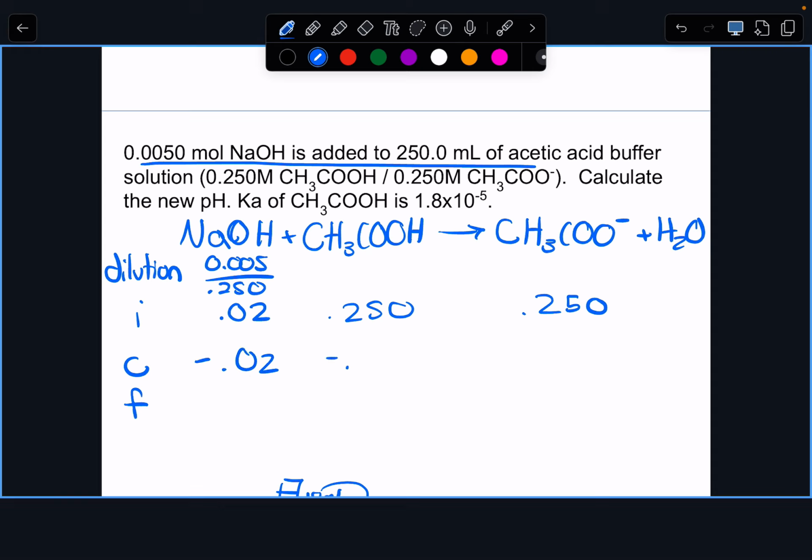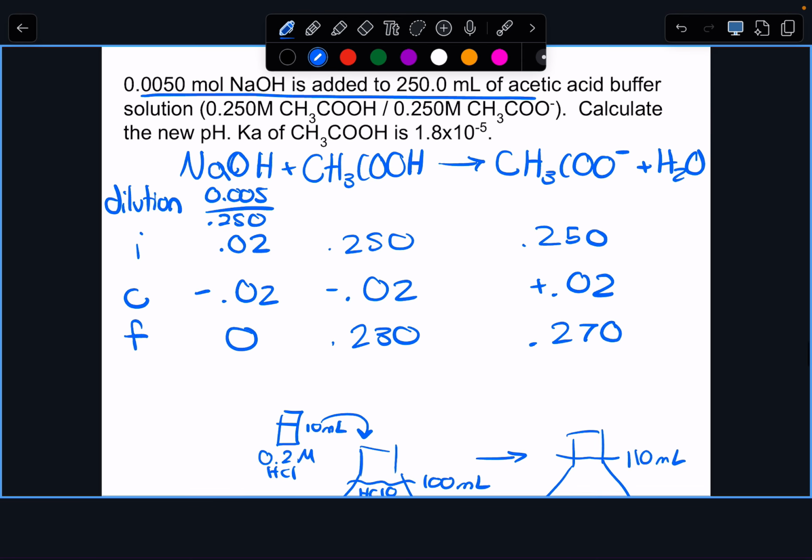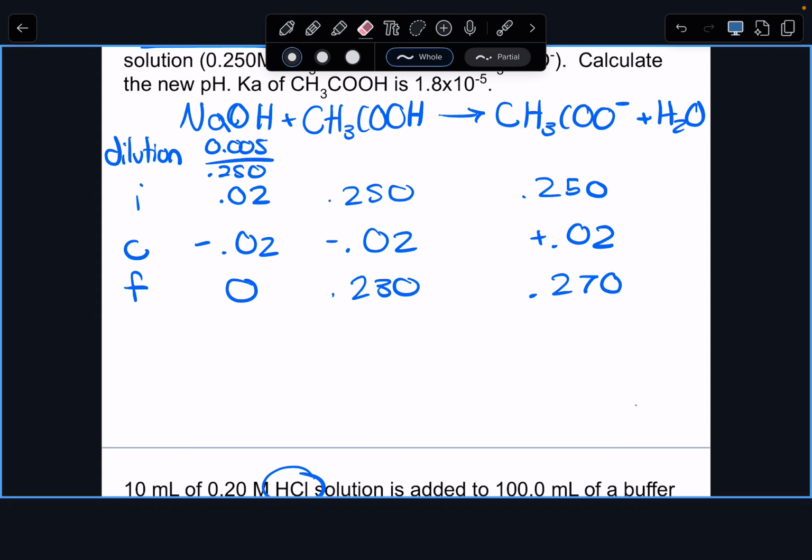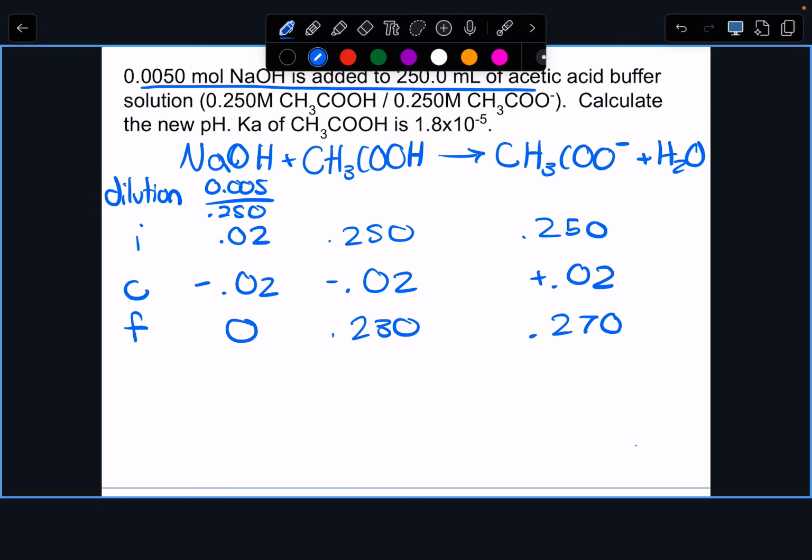Okay, if you're following along, I'm moving on to the consumption step now. And last, the equilibrium step.